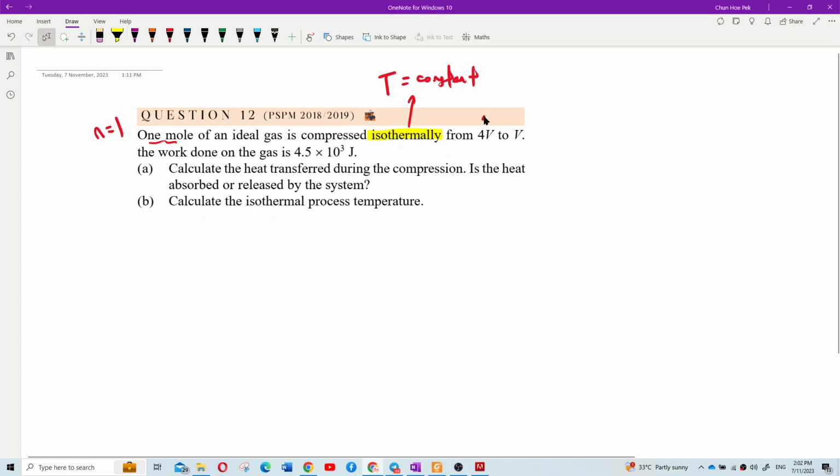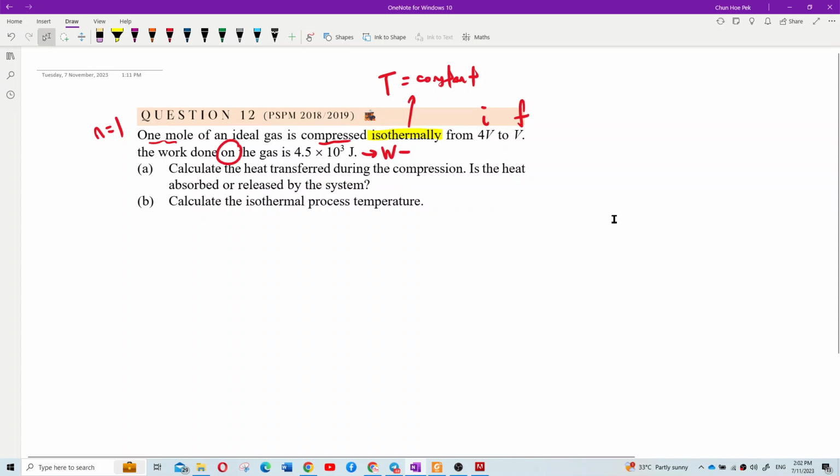So this is initial, this is final. Initial volume, final volume. Work done on the gas. Why do you say work done on the gas? Because of compression. So this should be a negative work done. Correct or not, class? Compression is negative work done.